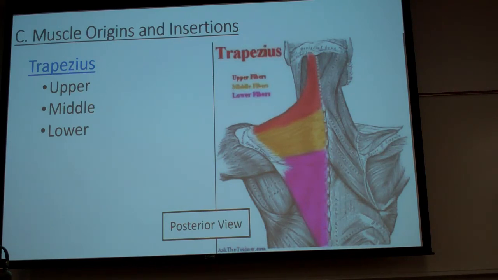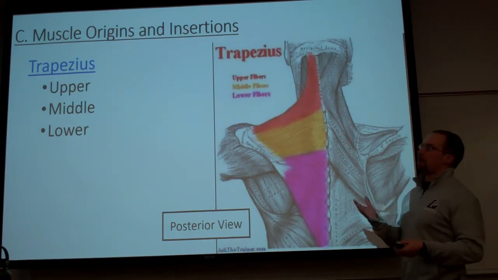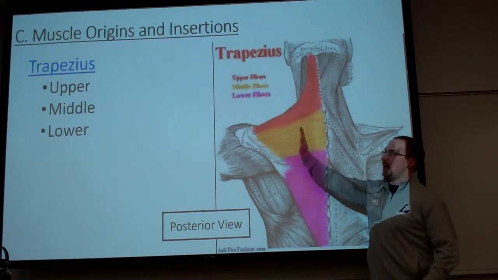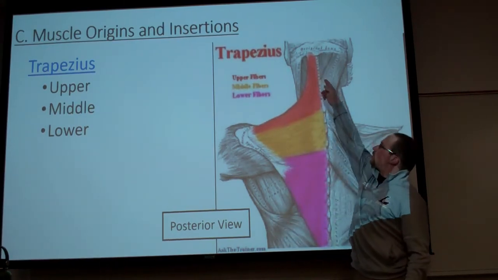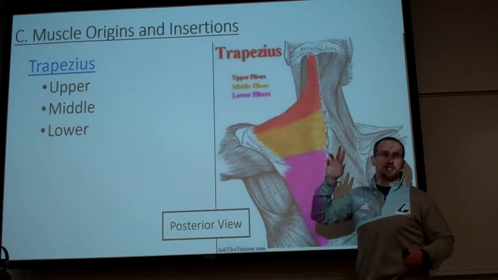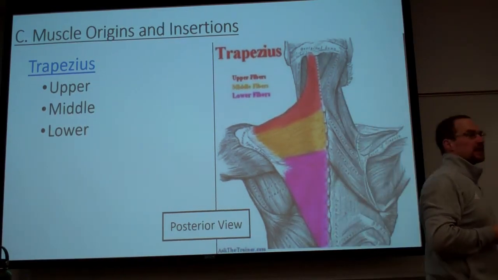Start here with the trapezius. Trapezius. Okay? Any math geniuses in here? We're thinking trapezoid. Trapezoid is a kind of a four-sided figure. And this is the left trapezius, but you've also got one on the right as well, and it kind of makes like a kite shape. Makes a kite shape there.